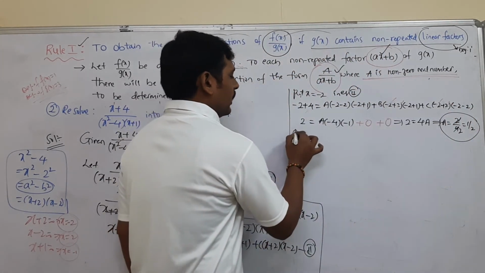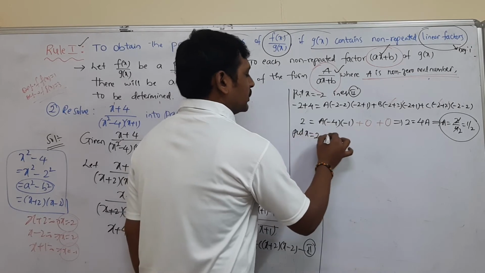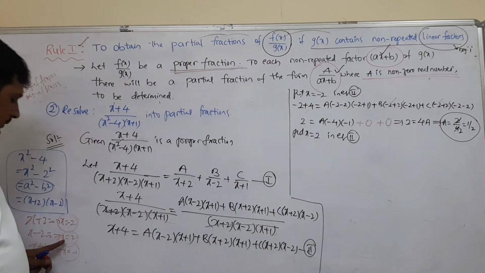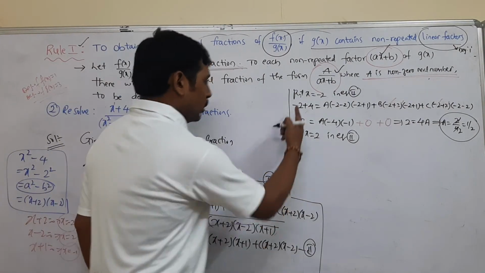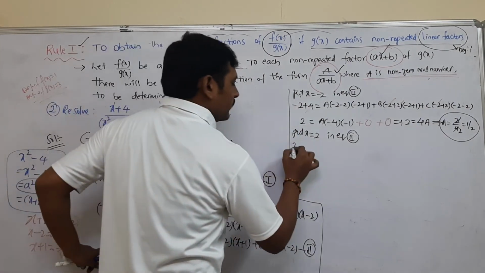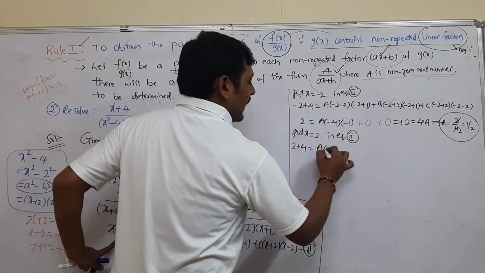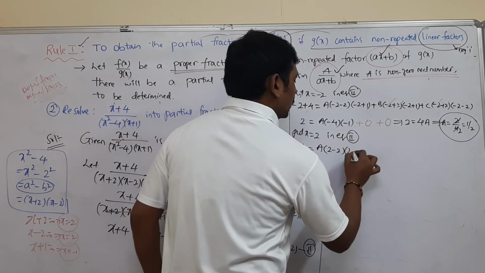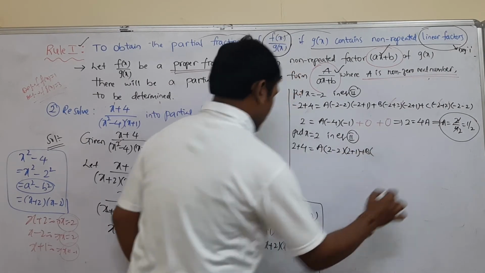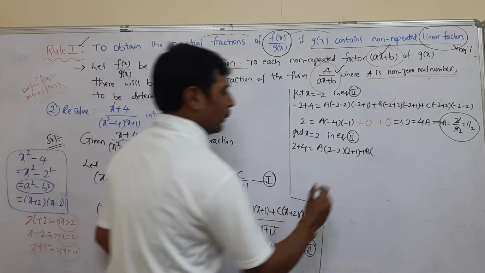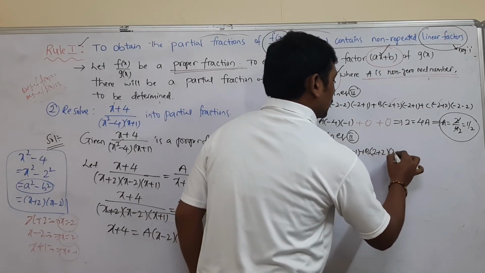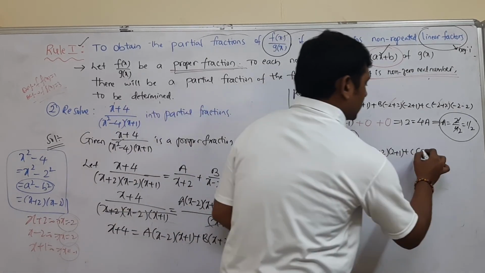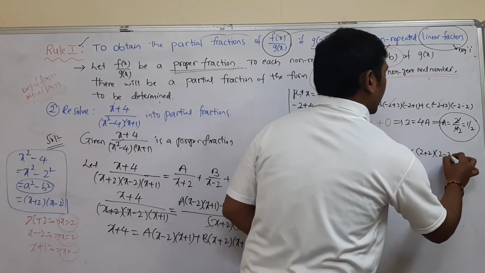Similarly, go for the next one. What is the next value? Put x equals 2 in equation number 2, as we have checked here, right? So put x equals 2. So what happens? 2 plus 4 is equal to a into 2 minus 2, 2 plus 1, and b into 2 plus 2, 2 plus 1, plus c into 2 plus 2, 2 minus 2.